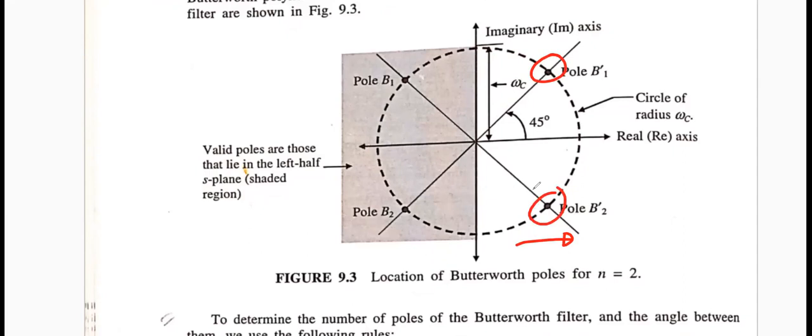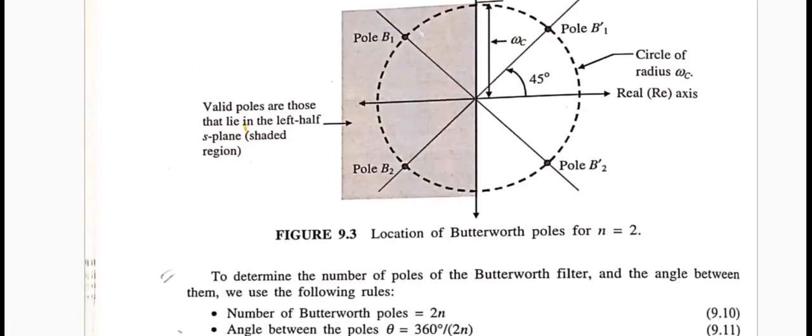They are not a valid pole, and on this side they are the valid pole, because we know that in the S domain, the poles on the left side show us the stable system, and the right side shows the unstable system. So we'll never go for the poles on the right side.